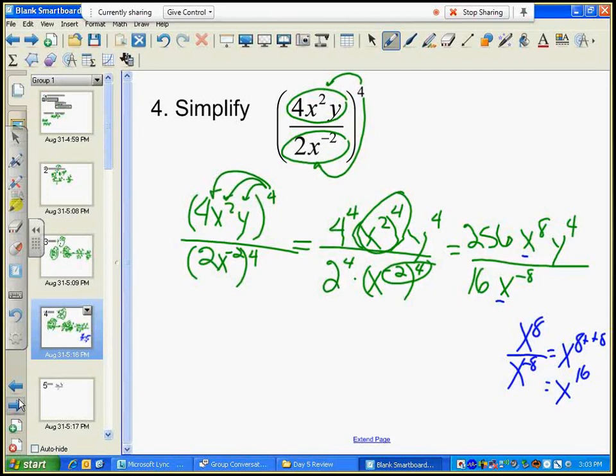So let's keep that in mind. Right now we're going to simplify. We end up with 16, because 16 goes into both top and bottom. And then x to the 8th over x to the negative 8th, so I've simplified those. We end up with x to the 16th. And I still have a y to the 4th on top. And I'm done.